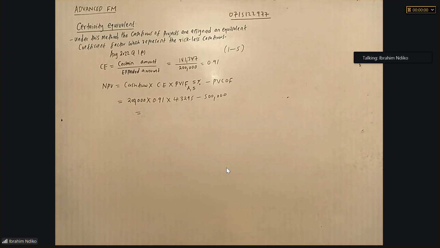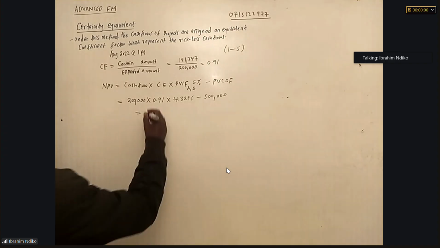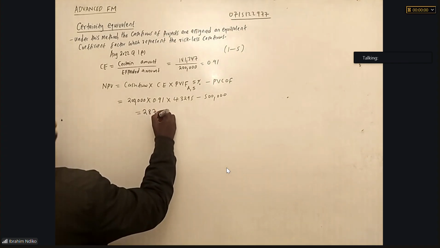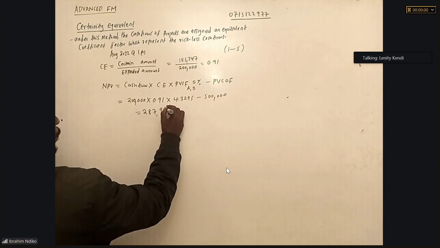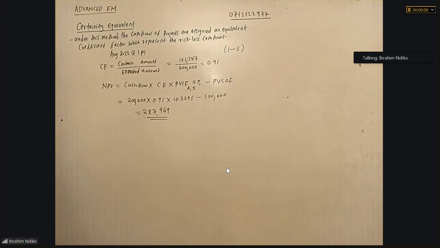So 200,000 times 0.91, 0.43, 4.3, 4.3295 minus 500,000. So about 27. So iko sawa. That's how you're supposed to do that question.